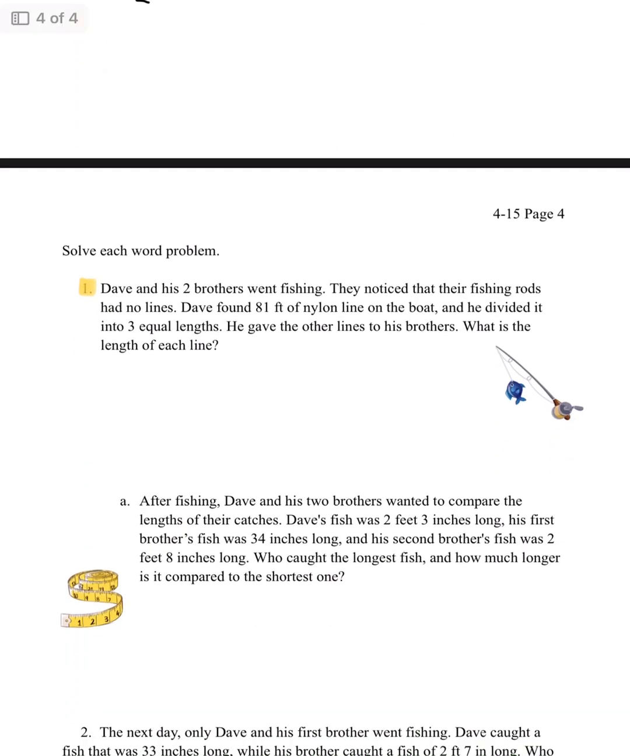Lastly, on our last page, we have a word problem. I'll be going over number 1. It says, Dave and his 2 brothers went fishing. They noticed that their fishing rods had no lines. Dave found 81 feet of nylon line on the boat, and he divided it into 3 equal lengths. He gave the other lines to his brothers. What is the length of each line?